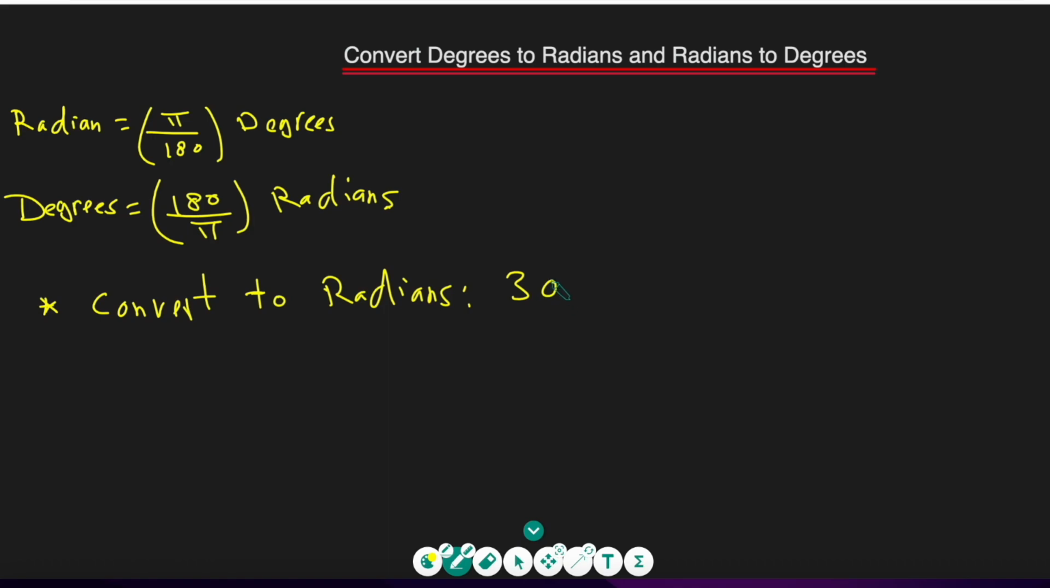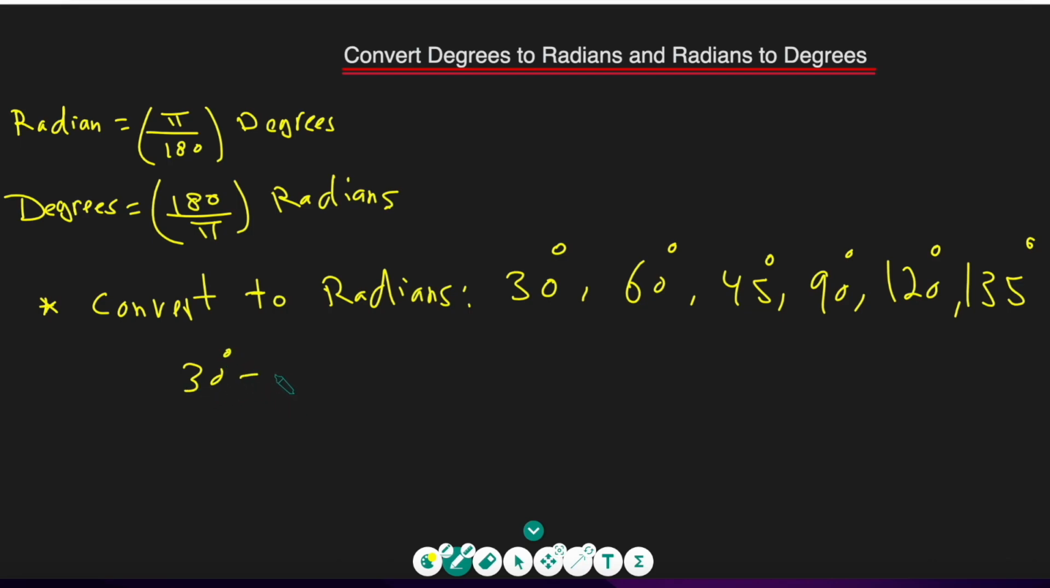Let's convert 30 degrees, 60 degrees, 45 degrees, 90 degrees, 120 degrees, 135 degrees. So to convert 30 degrees to radian, all I need to do is just pi over 180 times 30 degrees.